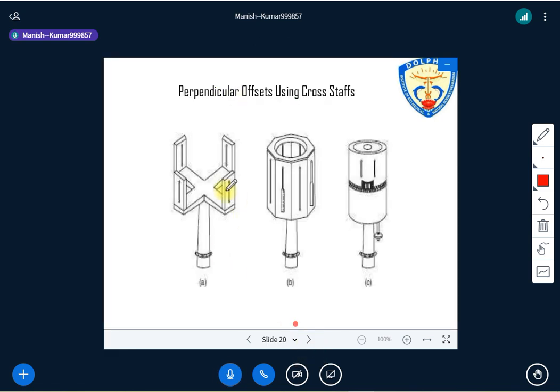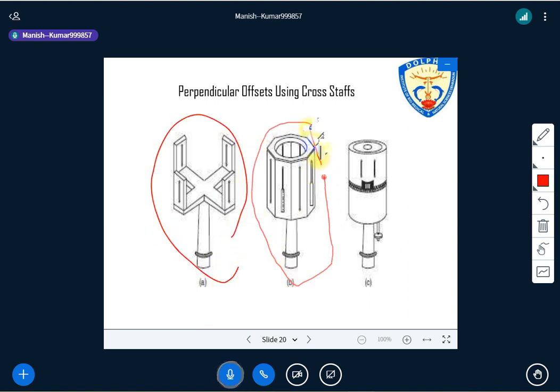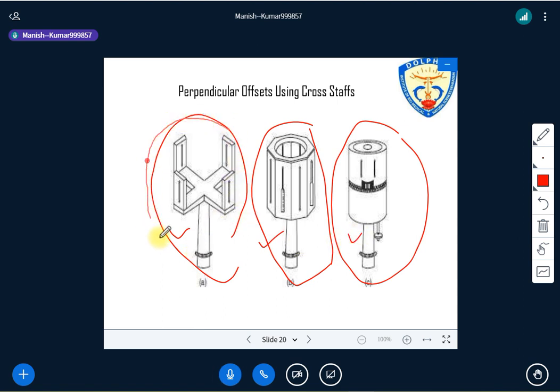So, these are cross staffs, right? This is called the open cross staff, this is the French cross staff, and this is the adjustable cross staff, right? A, B, C. Generally we can use these because they are simple to use. Here it is adjustable, we can adjust the angle also in the adjustable one, right? So there are three kinds of cross staff to be used: open cross staff, French, and adjustable, right?